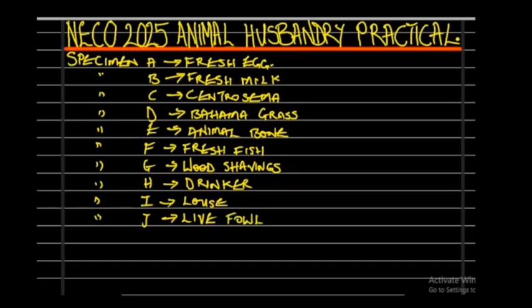So these are the specimens that NECO has released for this year's examination. Specimen A is fresh egg, specimen B is fresh milk, specimen C is centrosema, specimen D is Bahama grass, specimen E is animal bone, specimen F is fresh fish, specimen G is wood shavings, specimen H is drinker, specimen I is louse, and specimen J is live fowl. So without wasting our time, we go straight to talking about each of the specimens.